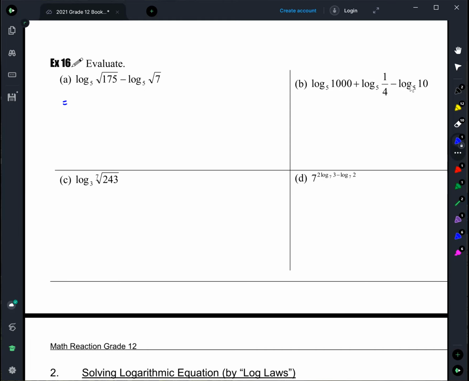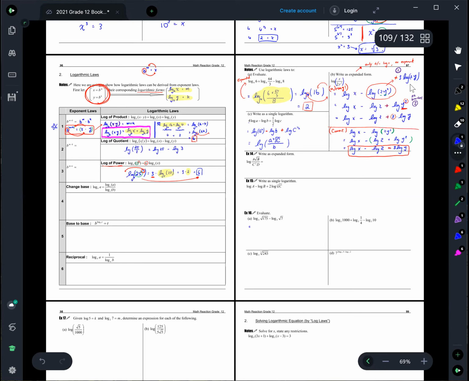What page are we on? Oh, we are on page 97.